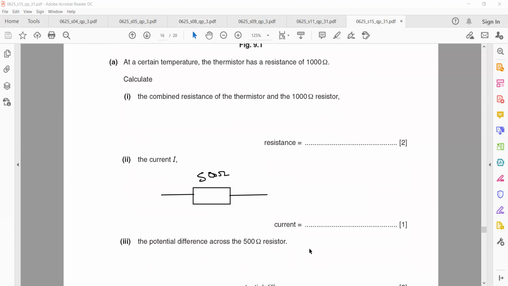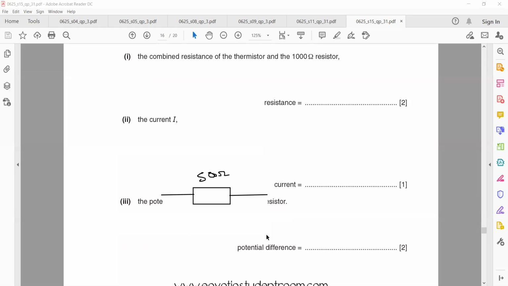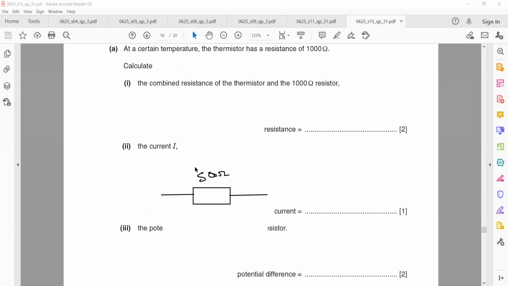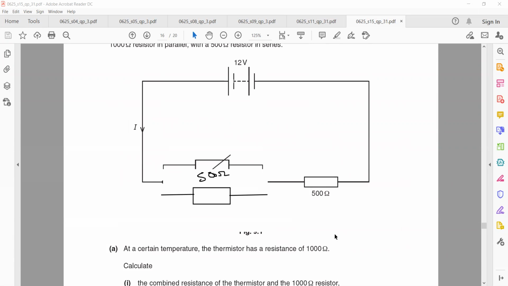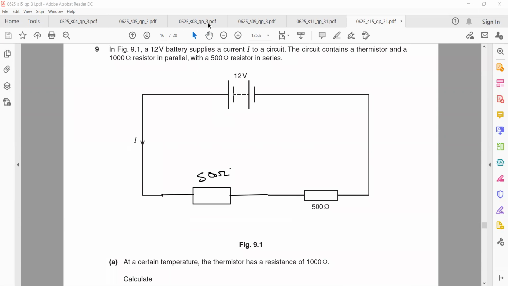Now, the potential difference across the 500 ohm. First, the current I means the total current. If I need the total current, I will use the formula V equals IR. I is the total current. You can identify from the position that it's the total current which is coming into the circuit. So what is the total voltage of this circuit now? What's the total voltage? 12.